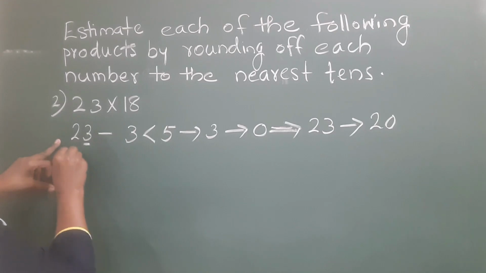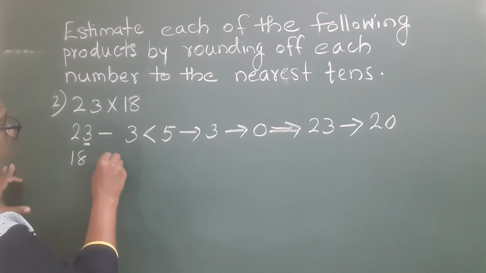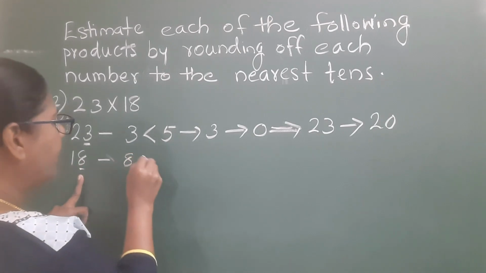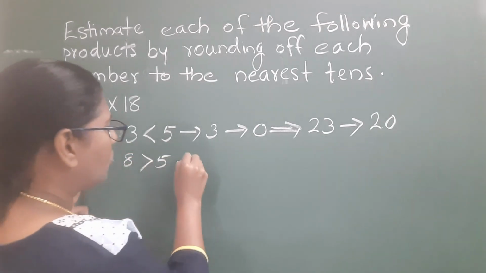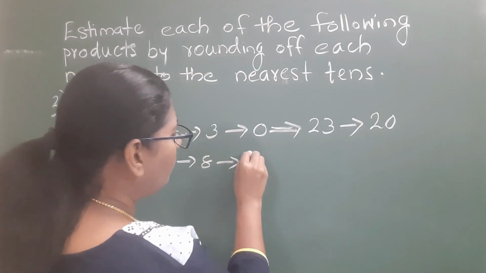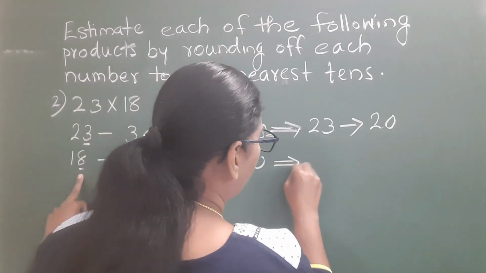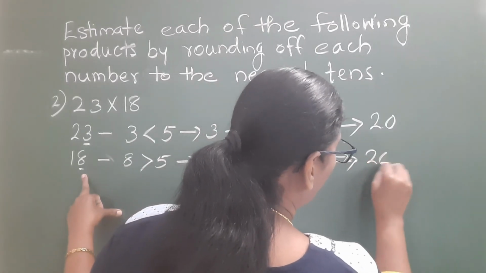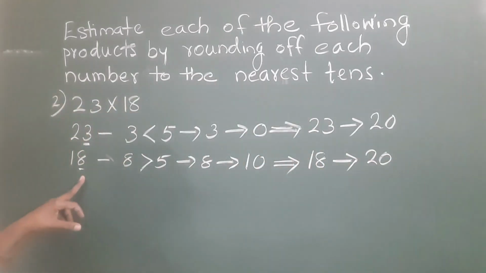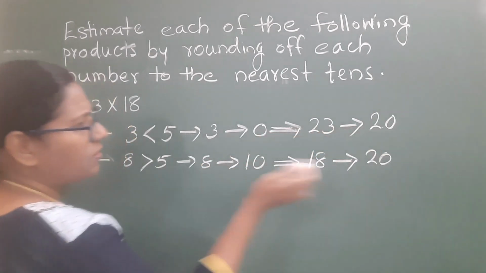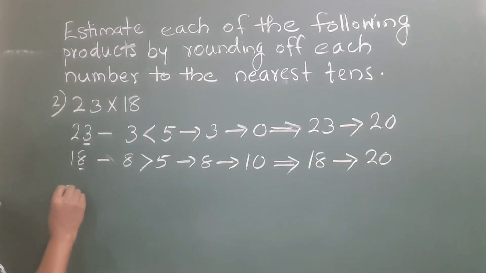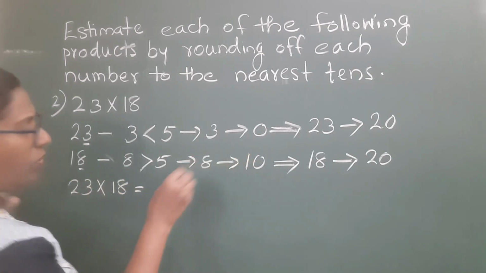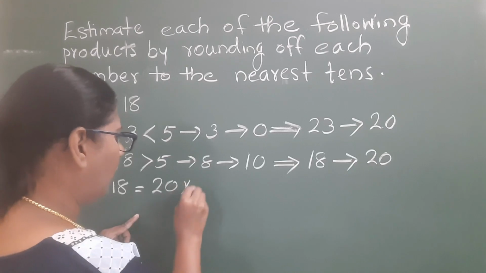The next number is 18. In 18, 8 is in ones place. So 8 is greater than 5. So 8 rounds off to 10. So 18 rounds off to 20. Now here both are 20s. So 23 into 18 is equal to 20 into 20.